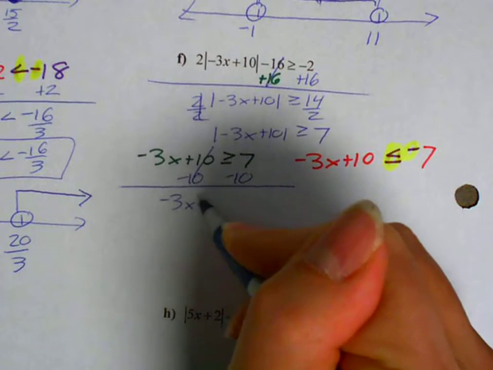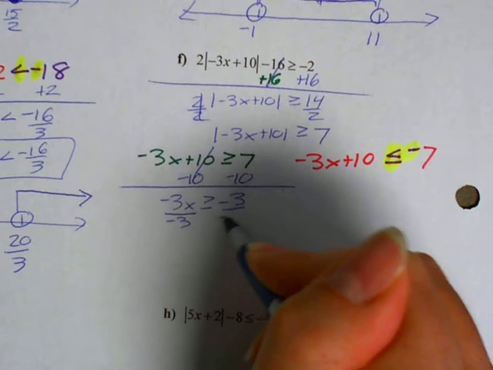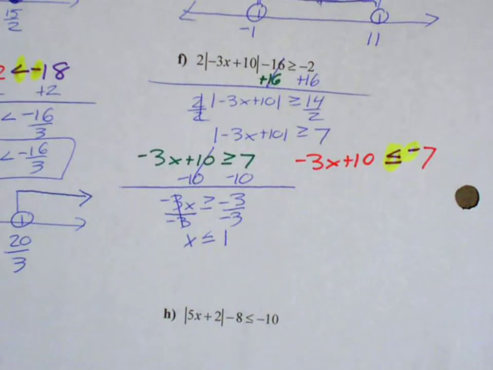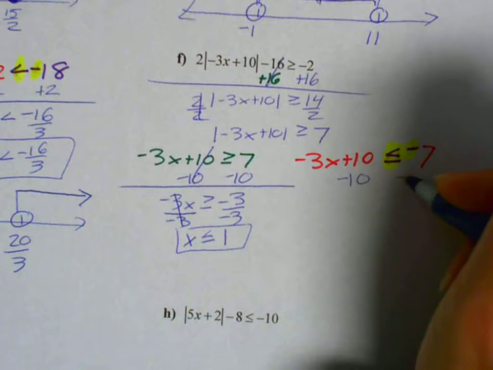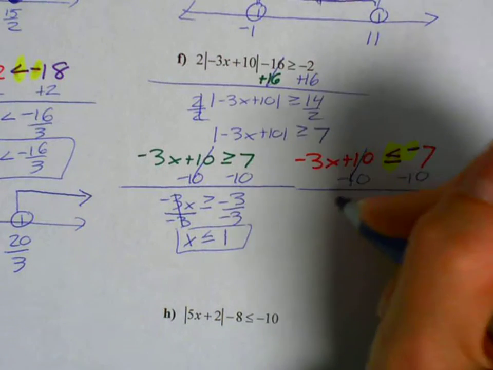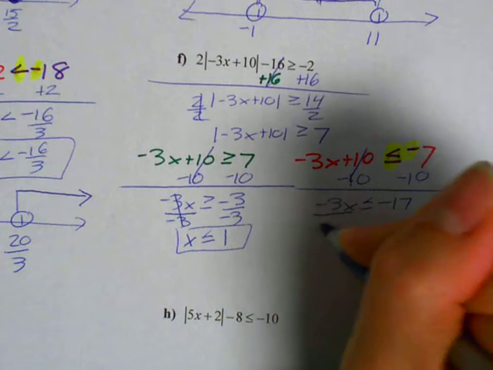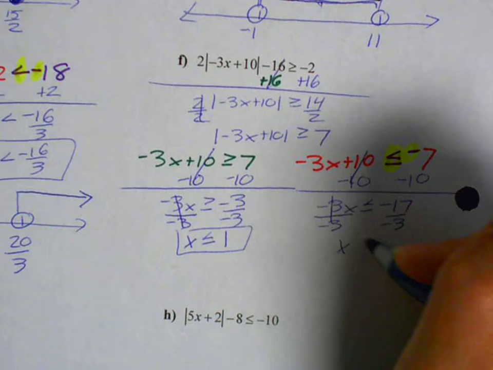negative 3x is greater than or equal to negative 3. And when I divide by negative 3, I have to flip the inequality. That gives me x is less than or equal to 1. And on this side, same thing, minus 10, minus 10. I get negative 3x is less than or equal to negative 17. Divide by negative 3. Flip my inequality, and I get positive 17/3.